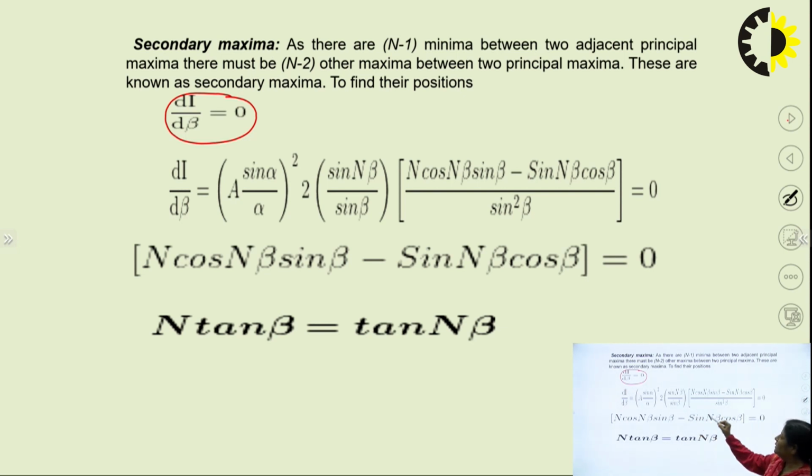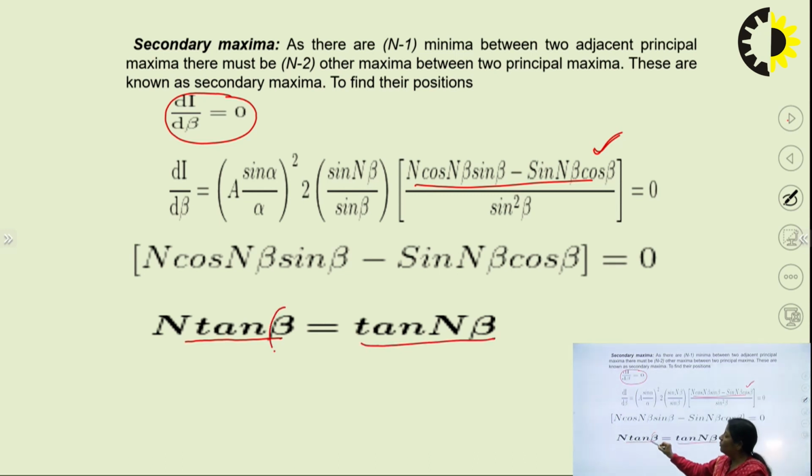So for this expression, only this is the expression which can go to 0. In this, n cos n beta sin beta minus sin n beta cos beta upon sin square beta, the numerator part will be equal to 0, like n cos n beta sin beta minus sin n beta cos beta is 0. And then we substitute and obtain this term in terms of tan. So n tan beta is equal to tan n beta.